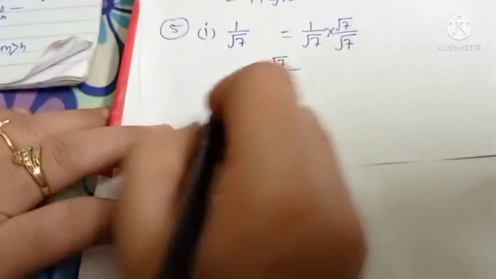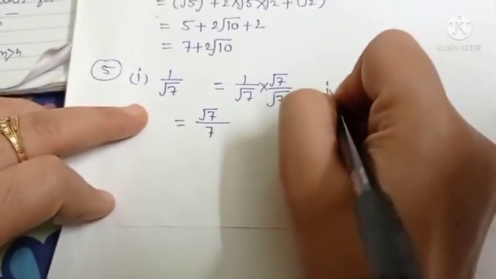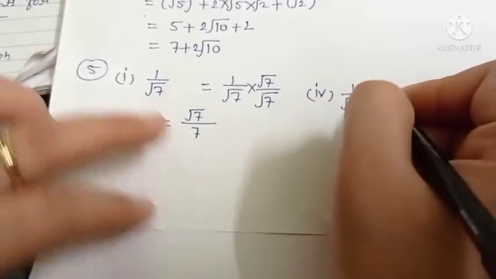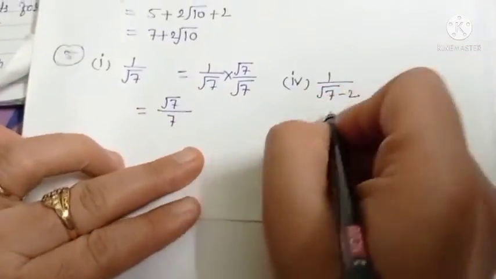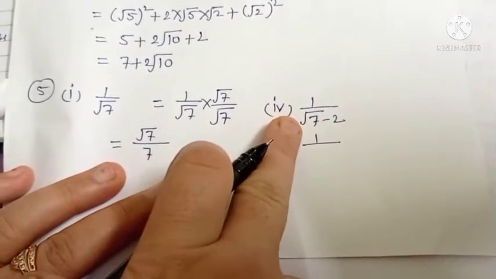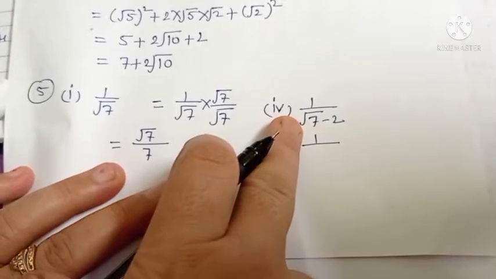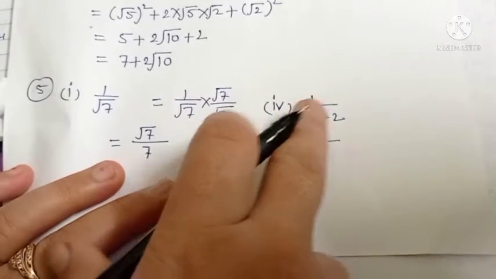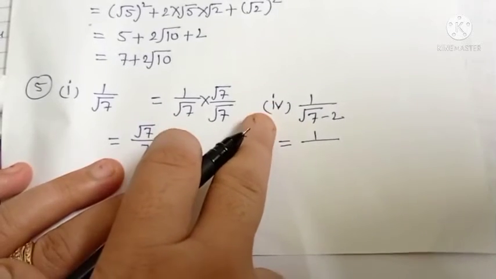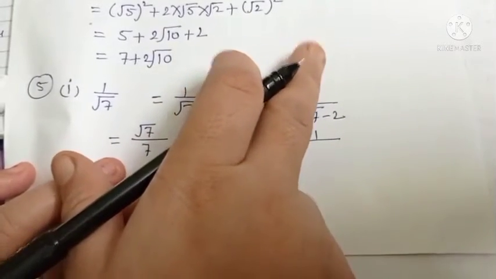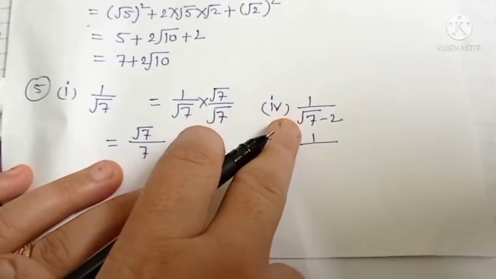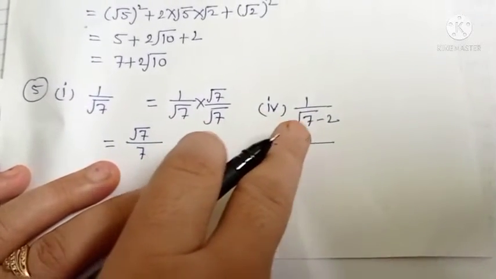And the fourth question is 1 upon under root 7 minus 2. Here we have to multiply the denominator. Here in the denominator we have under root 7 minus 2, and in rationalization we have to multiply the denominator and numerator by the opposite of this sign. It means under root 7 plus 2.